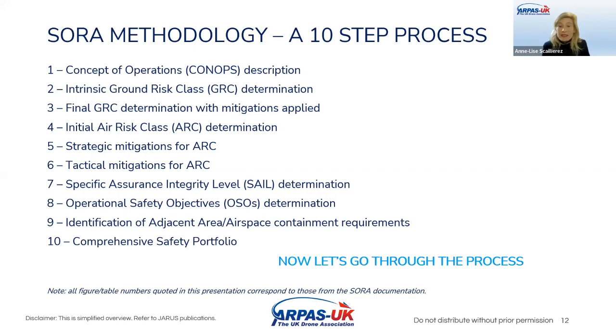You identify your initial air risk class. You mitigate the risk, strategic and tactical, in order to determine your residual airspace risk class. And based on the combination of your final ground risk and final air risk, you determine your SAIL. Based on the SAIL level, you've seen that you can determine the robustness level that you must achieve for each of the 18 OSOs. There is an element, step 9, that I haven't discussed yet with you, because it is very important, but it will complicate the picture.